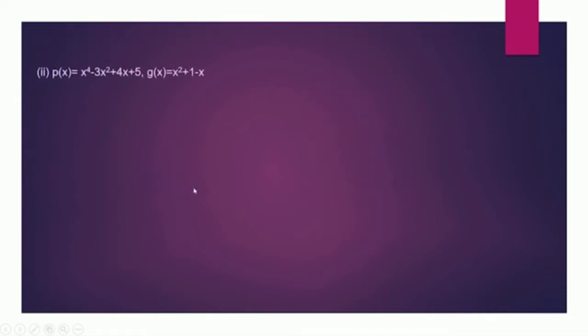Now let us go to the second question, where they have given p of x equal to x to the power 4 minus 3x square plus 4x plus 5, and g of x they have given as x square plus 1 minus x. Here, after x to the power 4, I have added 0x cube, that has no value, but it will make our division easy.